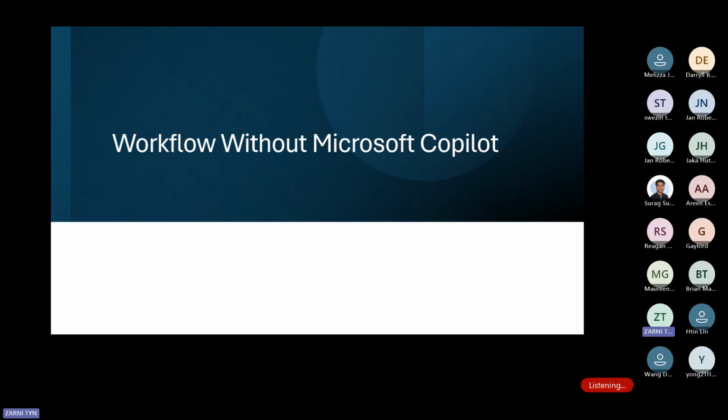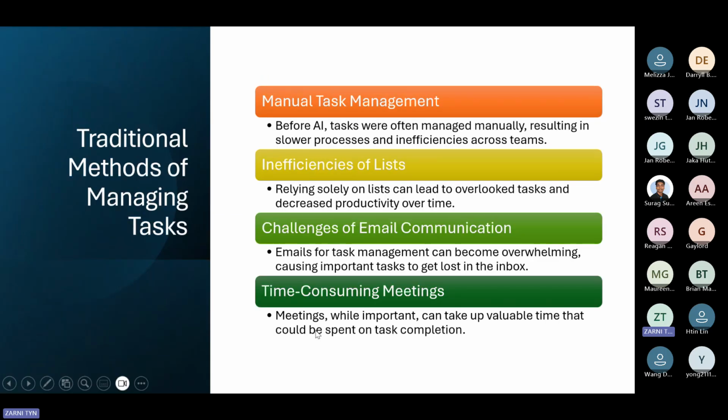This is Microsoft Office: Office 95, Office 98, Office 2000, and Office 2003. These are very famous versions of Office. Okay, if you use Microsoft Office without Microsoft Copilot, this is the traditional method of managing text. I want to focus on manual text management. Before AI, text was often managed manually, resulting in slower processes and inefficiency across teams.